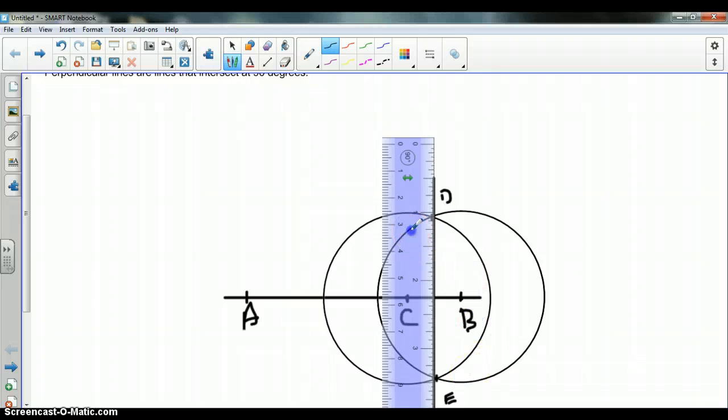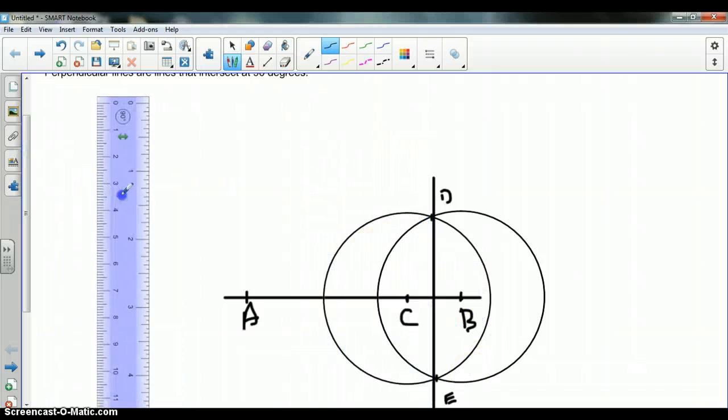Bam, there you go. Take Mr. Ruler away. And there is our perpendicular line. DE is perpendicular to AB. So we'd write that AB, and that's the symbol right there for perpendicular, to DE.